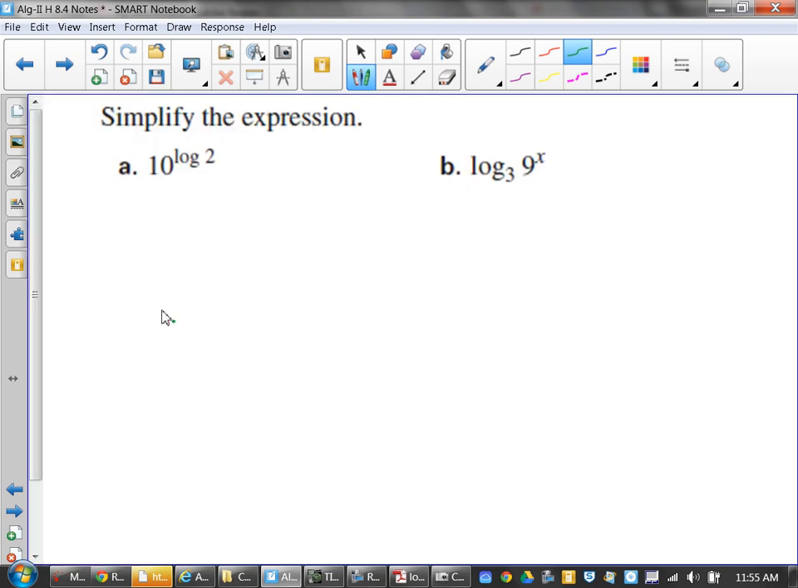Let me show you how this works as far as simplifying. I have 10 to the log of 2. Hold on. Okay, so wait, 10 to the log of 2. That means it's base 10, so this is 10 to the log base 10 of 2. Wait, does that mean that your 10s cancel off? It's exactly what happens. These 10s are the same, so what are you left with? 2.